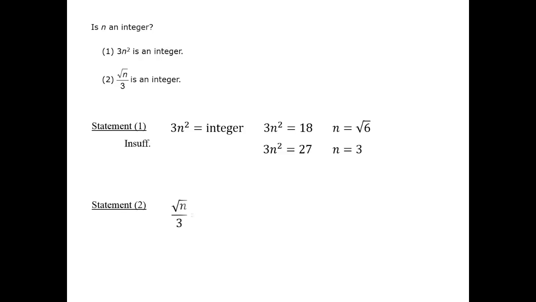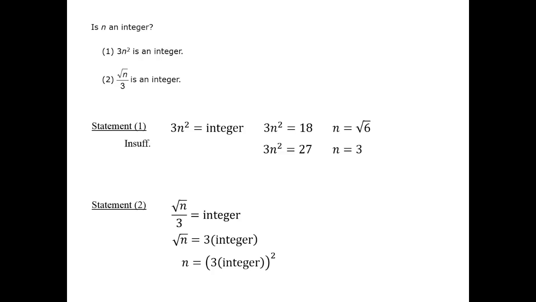Statement 2 tells us that root n divided by 3 is an integer. Multiplying both sides by 3, we know that root n is 3 times an integer, and we can square both sides, so that we know that n is 3 times an integer quantity squared. This is similar to statement 1, but different.